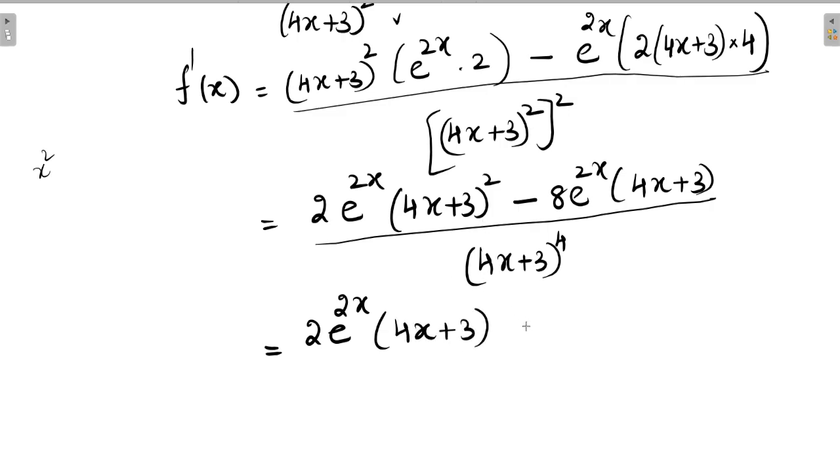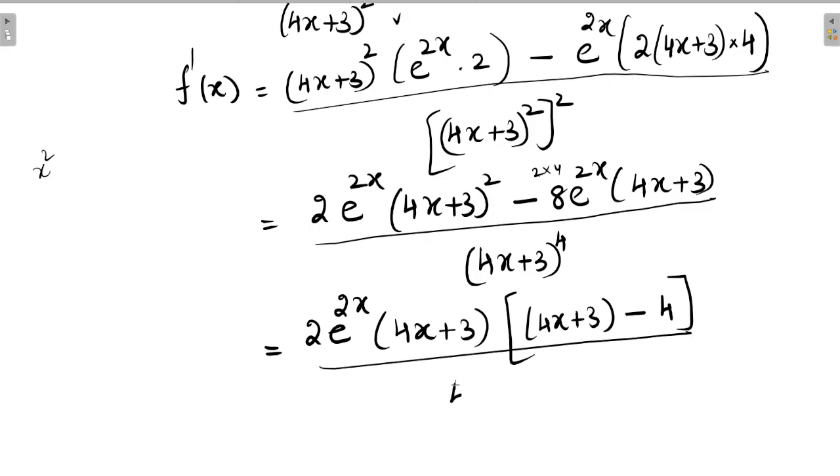The remaining factors are, in the first term there is 1 4x plus 3. So let us write 1 4x plus 3 minus the second term here. This 8 can be written as 2 times 4. So there will be 4. Because this 8 can be written as 2 times 4. So 2 e power 2x is already common factor. 4x plus 3 is also common. Just only 4 is the remaining factor. Divided by 4x plus 3 the whole power 4.